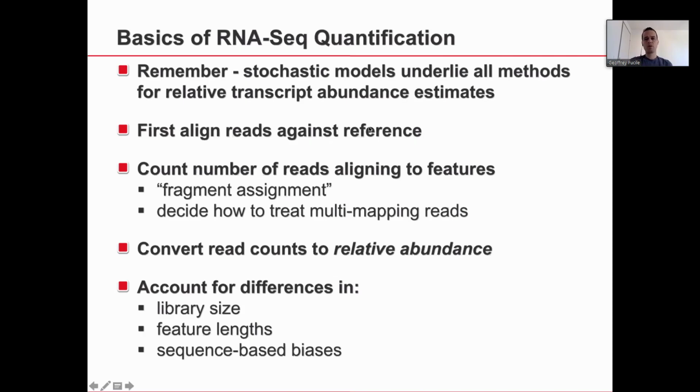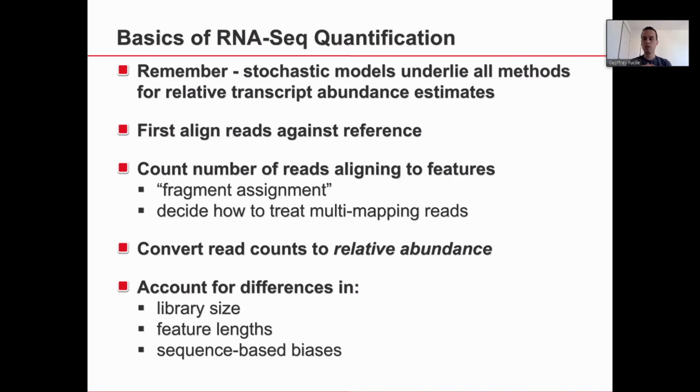Now, we go through this process of aligning them against the reference genome or transcriptome. Now we can start to count the number of reads that align to these features, right? So we're assigning these fragments to the genome. One of the complications we run into here is actually that any particular read might align with equal probability to different regions in the genome, right?